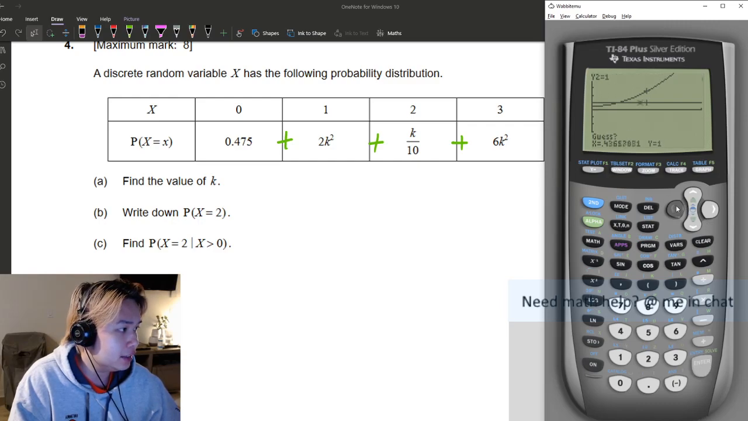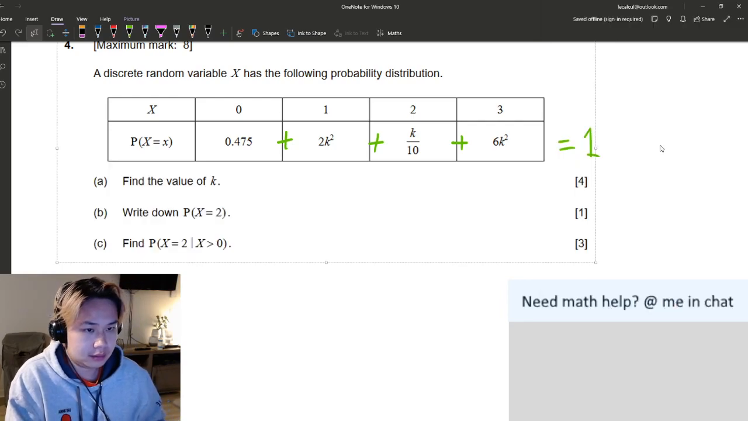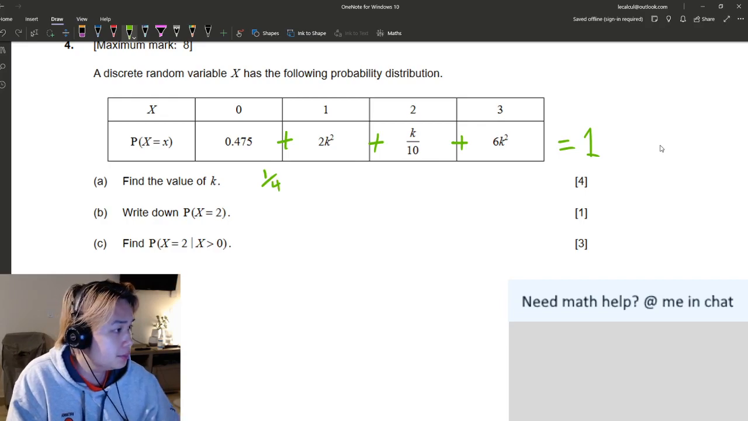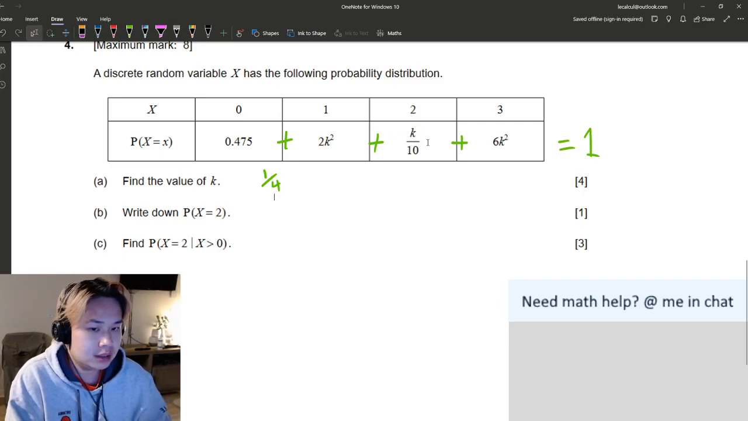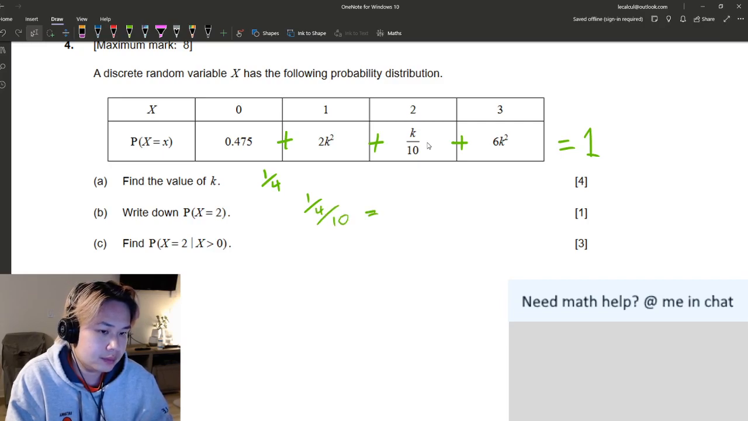If you only have two graphs, you can just press enter twice. And then move your cursor to where you approximately want it to be. So we have this. K is 0.25, which is 1/4. And now we can find the probability that x equals 2. So it's going to be 1/4 over 10, which is 1 out of 40.